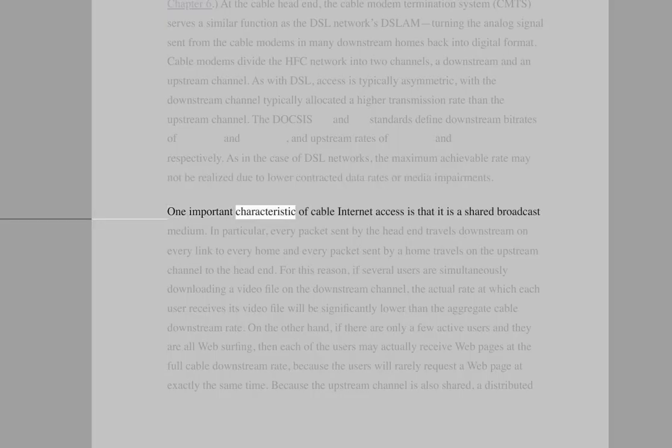One important characteristic of cable internet access is that it is a shared broadcast medium. In particular, every packet sent by the head end travels downstream on every link to every home, and every packet sent by a home travels on the upstream channel to the head end. For this reason, if several users are simultaneously downloading a video file on the downstream channel, the actual rate at which each user receives its video file will be significantly lower than the aggregate cable downstream rate. On the other hand, if there are only a few active users and they are all web surfing, then each of the users may actually receive web pages at the full cable downstream rate, because the users will rarely request a web page at exactly the same time.